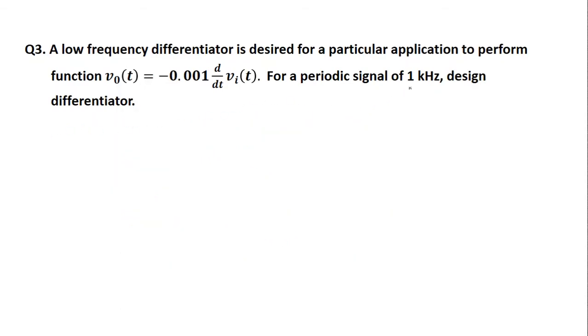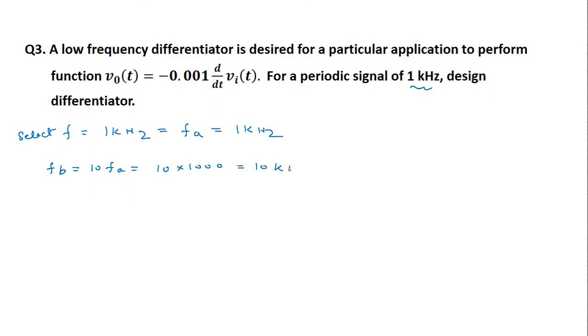Now here the periodic signal of frequency 1 kilohertz is given. That means the frequency of the signal is 1 kilohertz. For designing a practical differentiator, we have to select the maximum frequency of the signal, which is equal to FA. So this frequency FA is also equal to 1 kilohertz. Now we have to find the frequency FB, which should be selected equal to 10 into FA. When we put the value of FA here, we get 10 into 1000, which is equal to 10 kilohertz. So FB is 10 kilohertz.